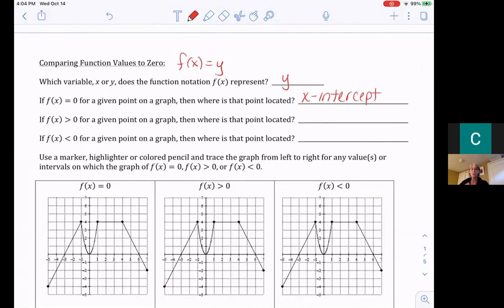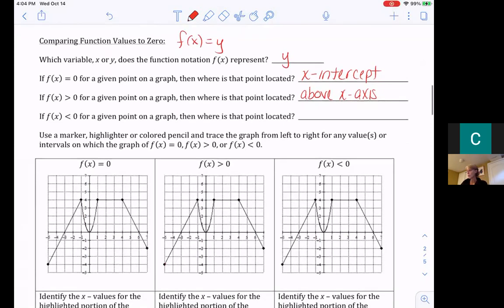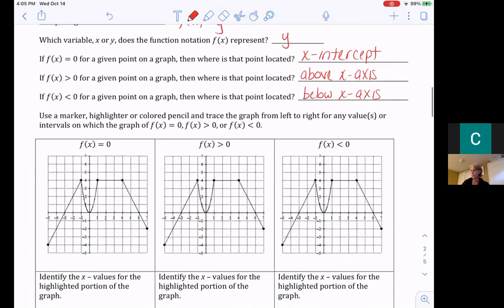If f of x is greater than 0 for a given point on the graph, then where is that point located? Well, this means f of x is a positive number. So if you were going to graph the ordered pair -3, 2, you'd be going above the x-axis. If f of x is less than 0 for a given point, then where is that point located? Obviously, that would be below the x-axis. And this, hopefully, is common sense. We've just never really used the words like this before.